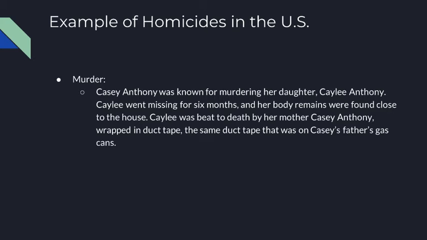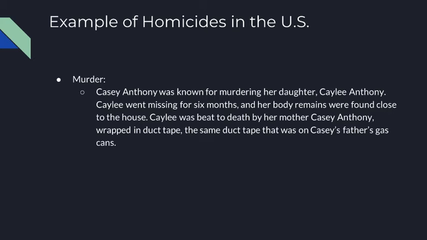Her daughter's name was Kaylee Anthony. Kaylee went missing for 6 months and her body remains were found close to the house. Kaylee was beaten to death by her mother, Casey Anthony, and wrapped in duct tape. From the reported cases, it was the same duct tape that Casey's father used for his gas cans. His gas cans went missing for about a week or so, and he questioned Casey, and Casey straight up lied to him.